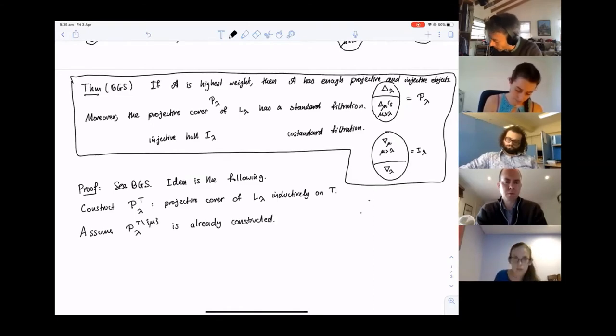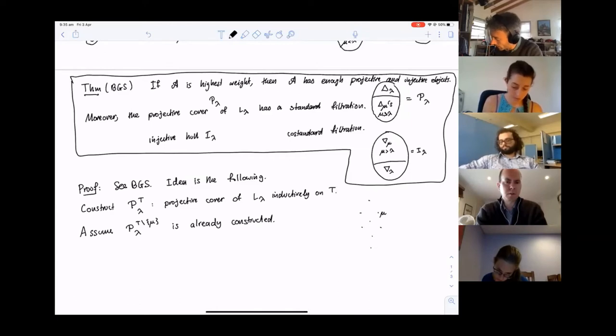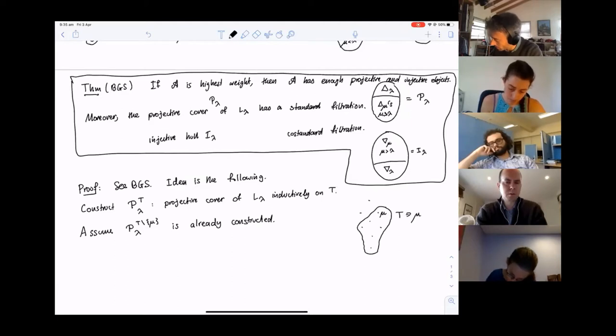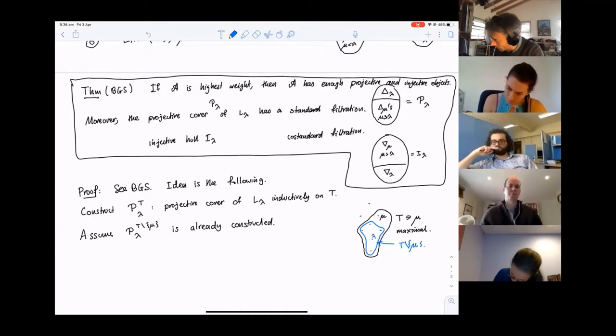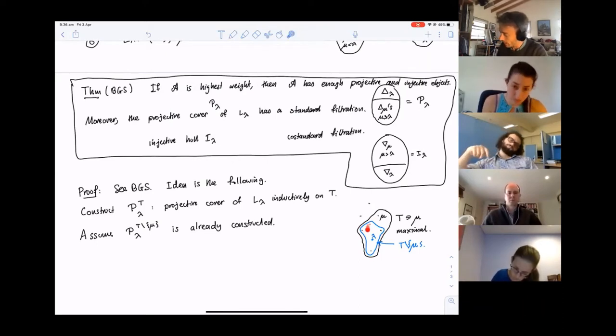Okay, so we have our poset here, and we have some mu here, and so here's T, and mu inside T is maximal. And then here's our T without mu. And then we have our lambda somewhere here. And we've constructed our projective cover inside this category. And what we would like to do is extend it somehow to be a projective cover here.